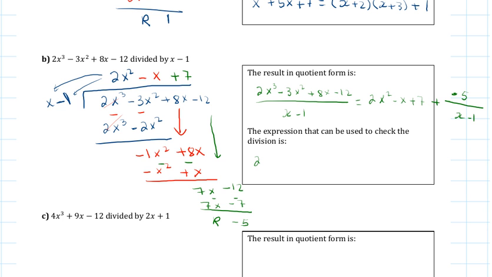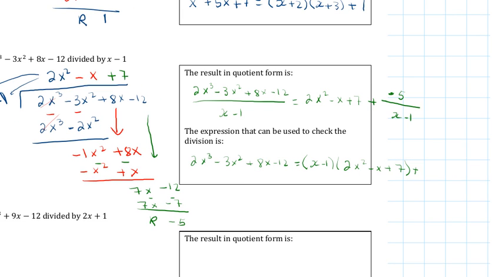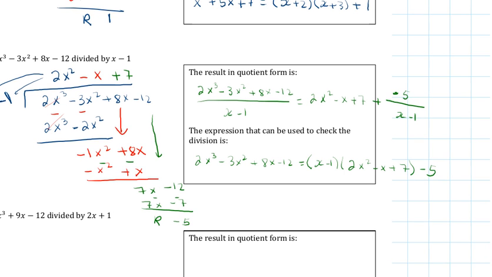And the other expression that's used to check the division, you can write it as 2x cubed minus 3x squared plus 8x minus 12 equals x minus 1 times 2x squared minus x plus 7, and then plus the remainder, which is minus 5. So I'm going to fix that, and we're going to write it as minus 5.